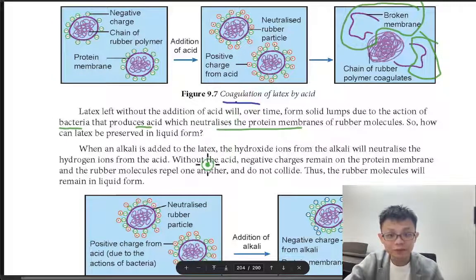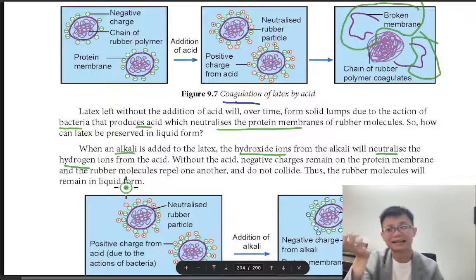However, if you put alkaline, it will have hydroxide ion. It will cause the hydroxide ion to neutralize the hydrogen ion. So eventually, what do you mean by acid and alkaline?